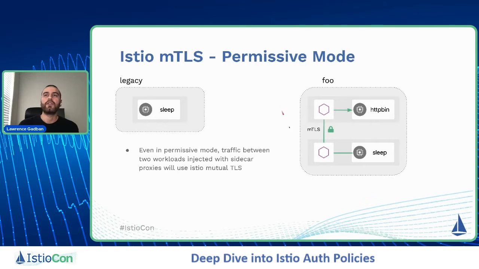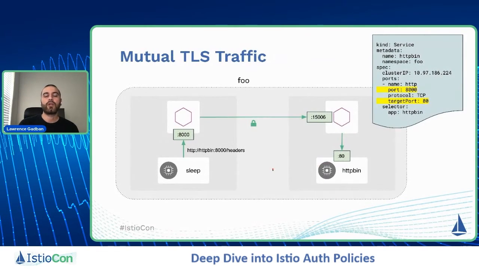But also in permissive mode, if you have two workloads that are participating in the mesh, that do have sidecar proxies, this traffic will occur over mutual TLS. So we have the sleep pod in foo that's making a request to httpbin. That communication will happen over mTLS, even though we are in permissive mode. Let's zoom in on this communication here. This is what it looks like.